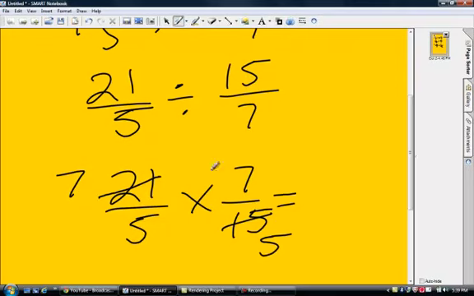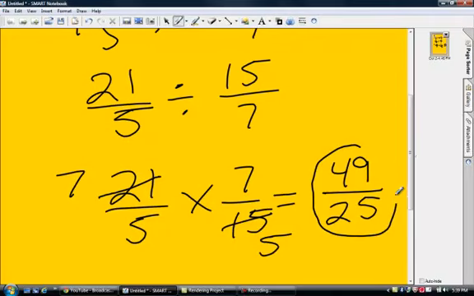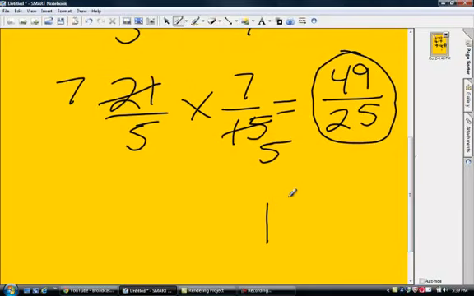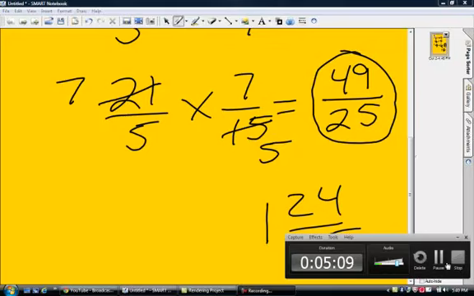So we've lowered our numbers, which is good, because when you start dealing with higher numbers in fractions, there's a bigger chance of an error. 5 times 5 there is 25. And that's okay. Or if you don't like leaving it in that form, you can do 1 and 24 over 25. Good luck with your multiplication and division of fractions.